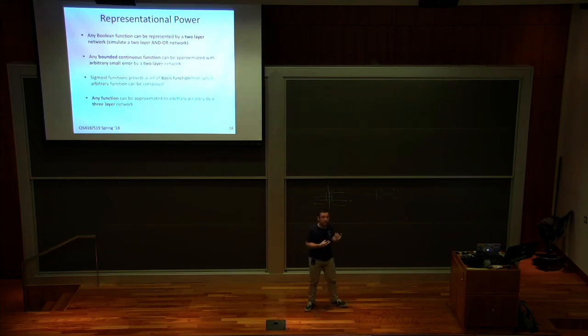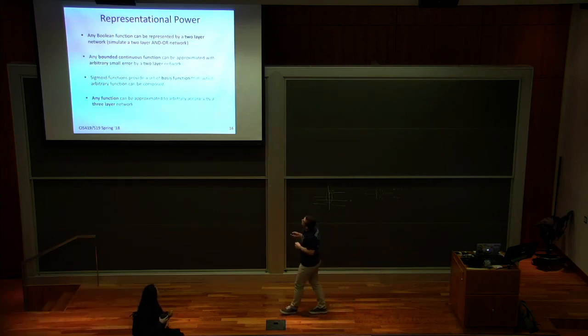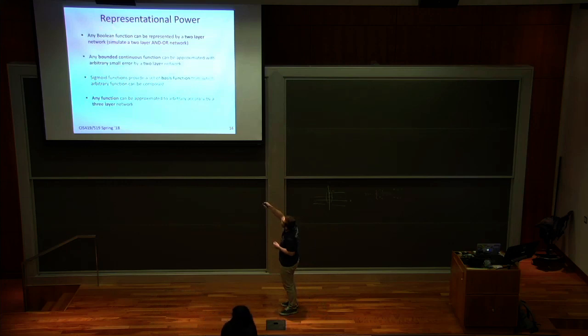And later on, mathematicians studied the expressivity of neural networks and showed that they're universal approximators, in the sense that, for example, any bounded continuous function can be approximated by a two-layer neural network. In fact, there are more general results which show any function can be approximated by a three-layer neural network.